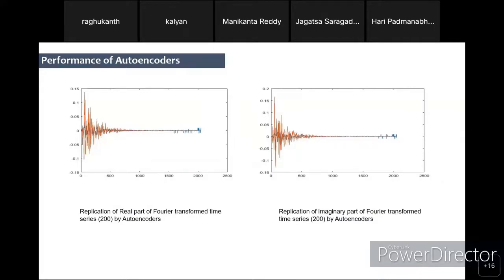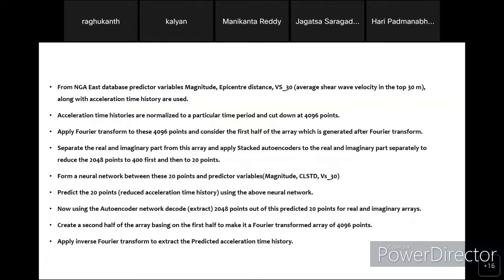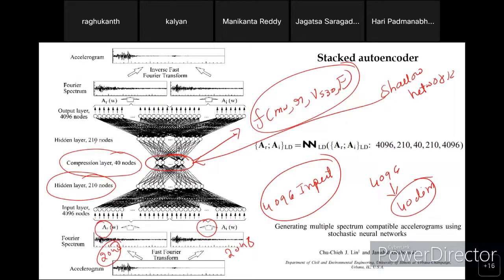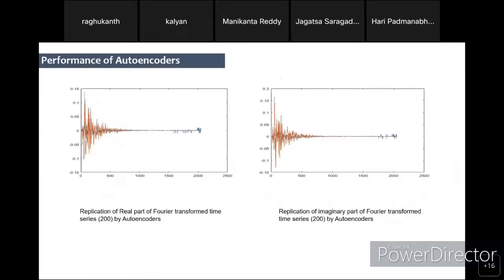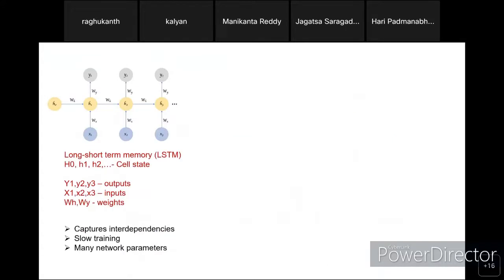When you have a data set with huge dimensions, like 4000, 5000, as I already showed you, you can easily reduce it to 40 or something like that. With this 40, you can develop another neural network or maybe a linear regression or whatever. You predict this one, and then you can simulate a time history or whatever variable you are interested in. Nowadays people are exploring this in great detail. This is a combination of auto encoders with shallow neural networks, and a lot of papers are getting published on it.